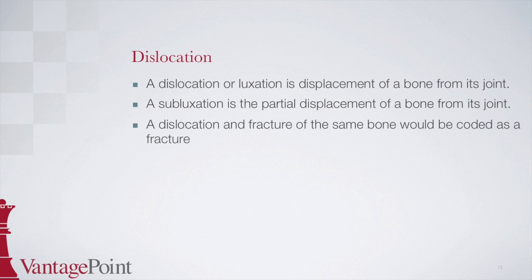I want to talk briefly about dislocations. If documentation states that there is dislocation or luxation, this indicates displacement of a bone from its joint. The term subluxation means that there is partial displacement of a bone from its joint. If documentation states that the same bone is both dislocated and fractured, this would be coded as a fracture because it is more severe.